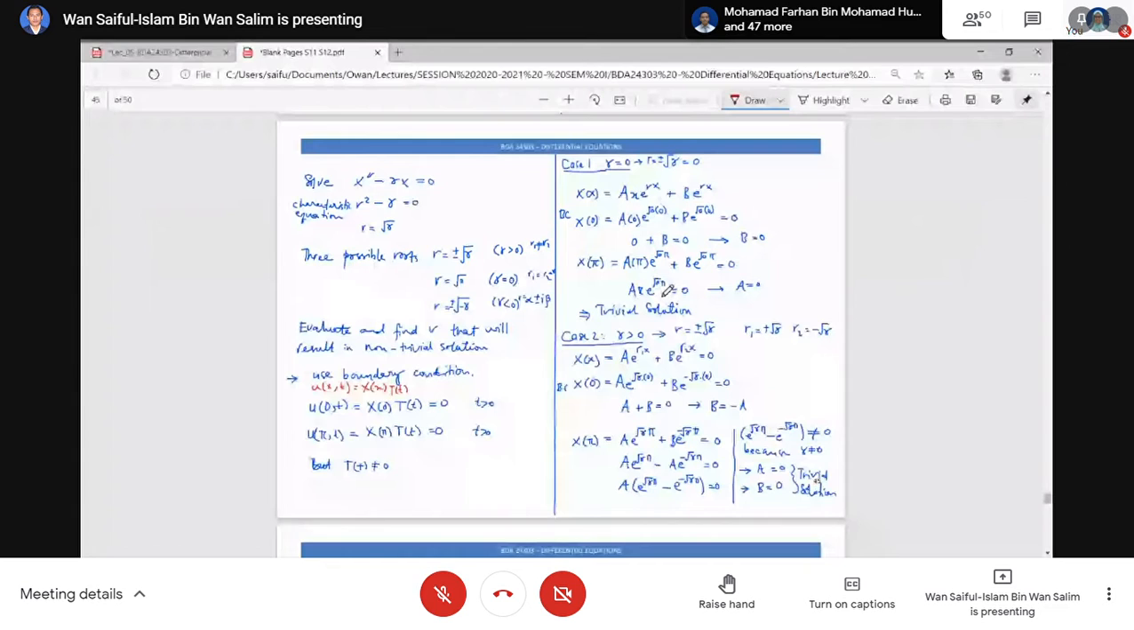Therefore, we have a trivial solution, and we can cross this out. This is the root. This root gives this gamma. The value of gamma here equals to 0 will give us a trivial solution. Then kita tak guna this one. All right. Then we go on to evaluate the second possible root, or the second possible value for gamma.